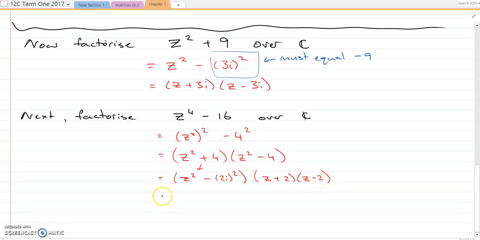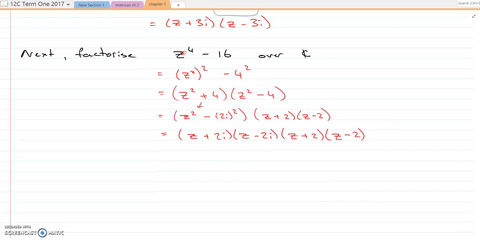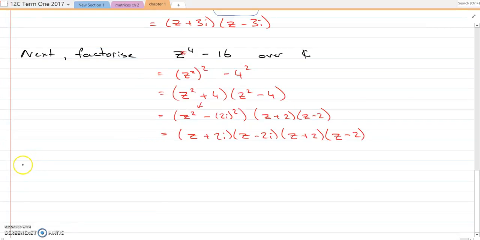Alright, so I get, factorize this now: z plus 2i, z minus 2i, z plus 2, z minus 2. Okay, it factorizes down into 4. So this was a polynomial, the highest degree is a 4, and I get 4 factors. This, the highest degree was a 2, and I got 2 factors. This is going to keep happening. Okay, next example.